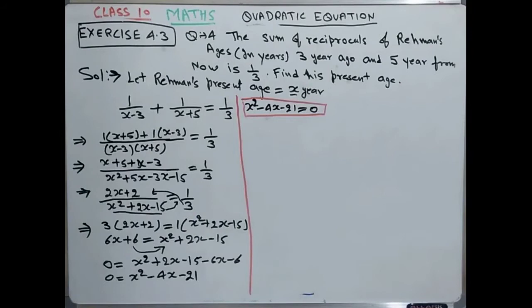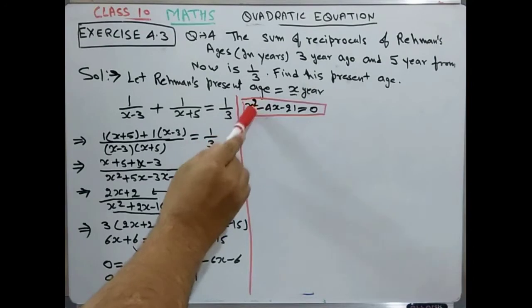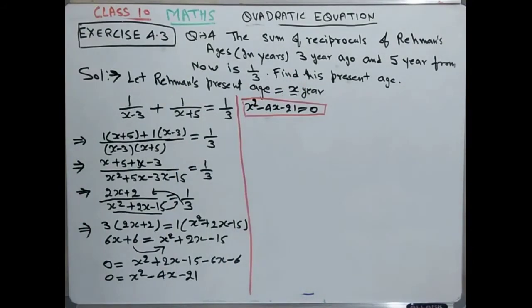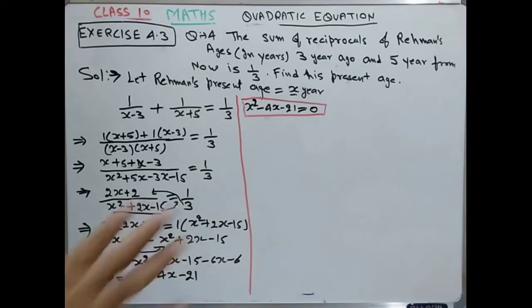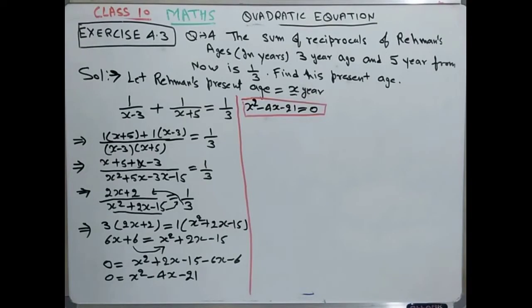Because we have got this quadratic equation, now we can solve it by any given method. For example, we can solve it by factorization, or by using the quadratic formula. The objective is to find the value of x, and that will be the present age of Rahman. That will be our answer. Generally, you should try it by factorization, or if factorization is not possible, then by the quadratic formula. I'll do it both ways. First I'll solve it by factorization, and then by the quadratic formula, but you can do it in both ways.